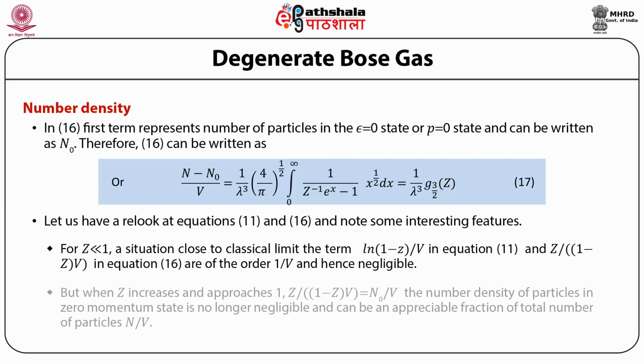But when z increases and approaches 1, z upon (1 minus z) into V is equal to n0 upon V. The number density of particles in the zero momentum state is no longer negligible and can be an appreciable fraction of the total number of particles n upon V. Such a situation, in which an appreciable fraction of particles accumulate in the zero momentum state, leads to what is known as the famous Bose-Einstein condensation.